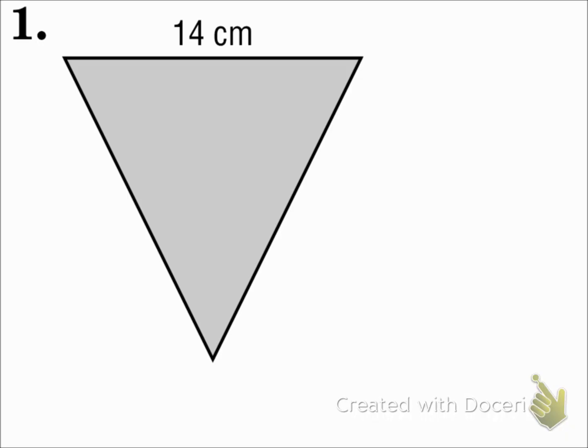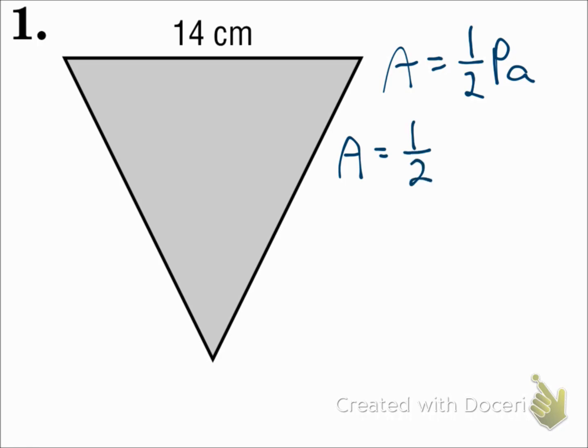For a regular polygon, the area is equal to half the perimeter times the apothem. For a triangle, we know one side is 14, so the perimeter is going to be 14 times 3, which is 42.